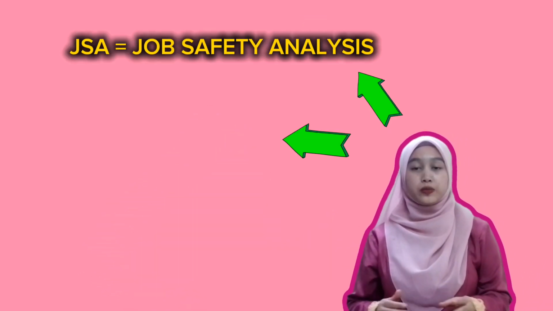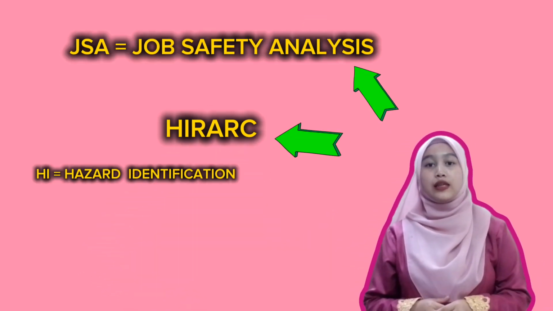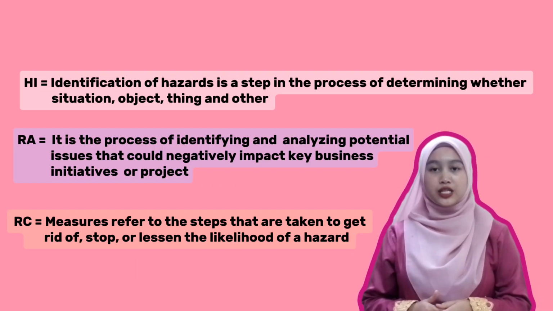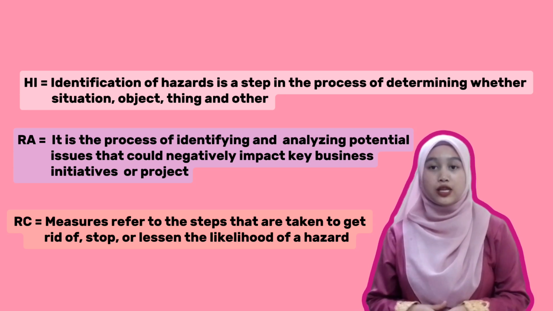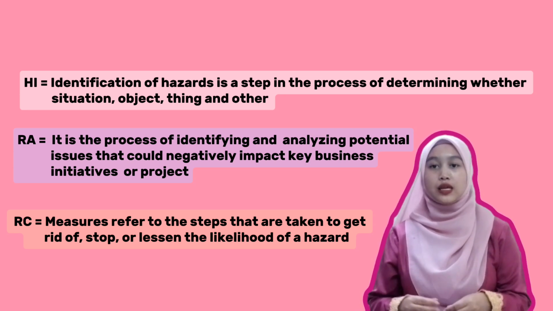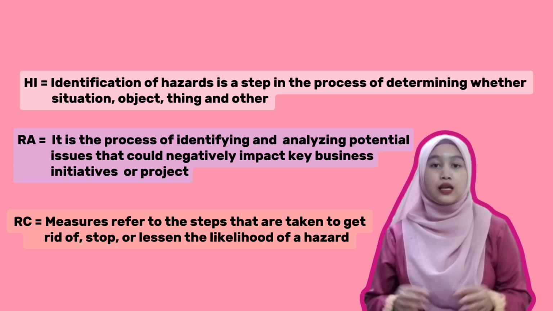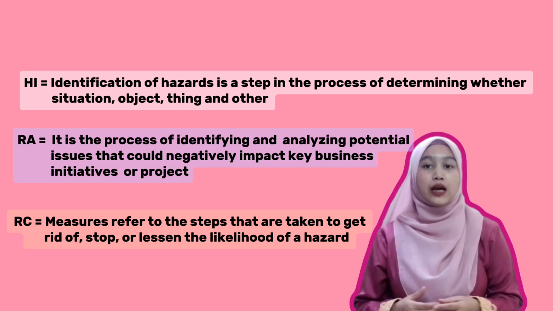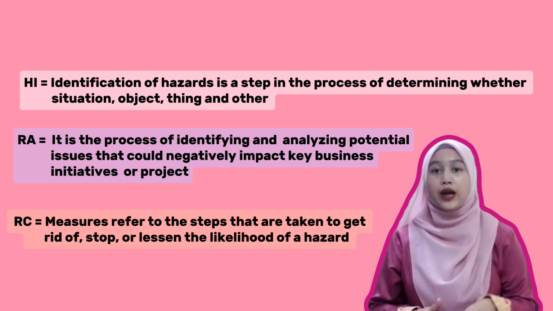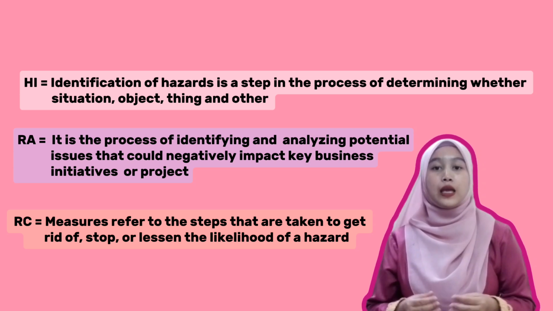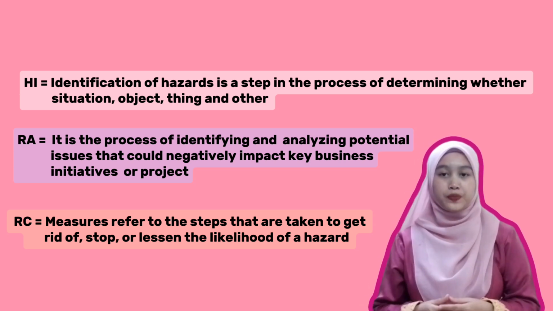JSA stands for Job Safety Analysis and HIRAC is the combination of three consecutive activities. In HIRAC, HI is hazard identification. Identification of hazard is a step in the process of determining whether any specific situation, object, things or others have a potential to be harmful. Besides, RA is risk analysis. It is the process of identifying and analyzing potential issues that could negatively impact the business or project.